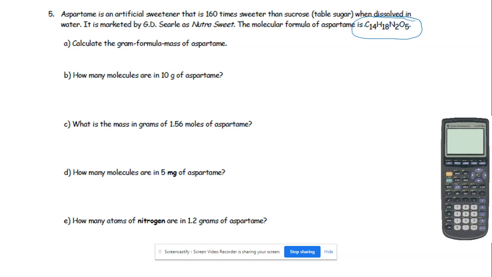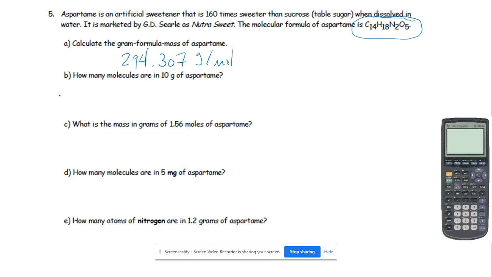So we'll do 14 times 12.011, 18 times 1.008, 2 times 14.007, and 5 times 15.999. We add all those up. You don't need to watch me push buttons on that calculator. Let's just go with the final answer. Should be that. Grams per mole.